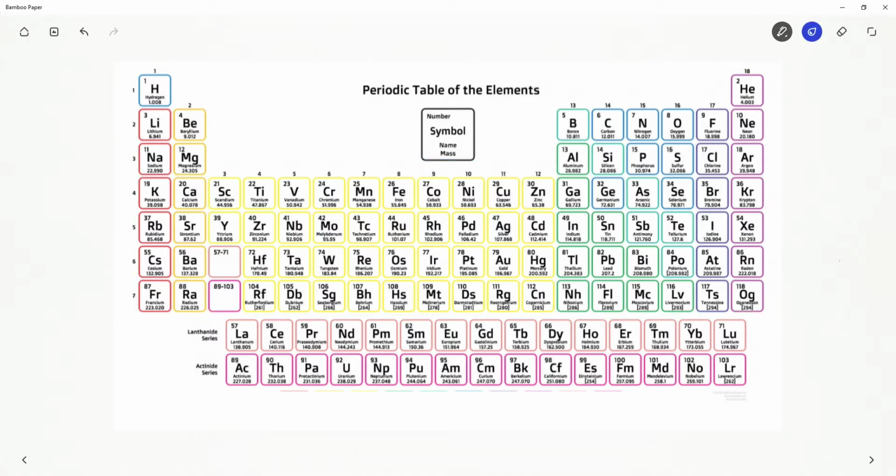We will start on the left-hand side of the periodic table with group 1. Or some periodic tables label this as group 1A. This group is called the alkali metal group. Right next to it in group 2, or again some periodic tables call this group 2A, is the alkaline earth metals.